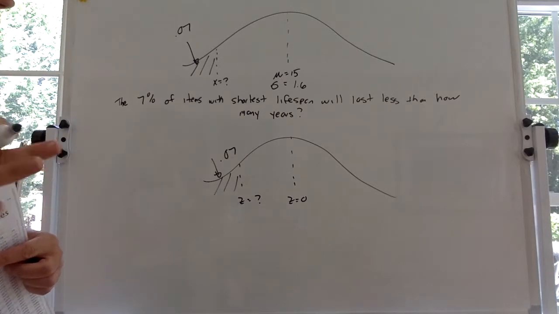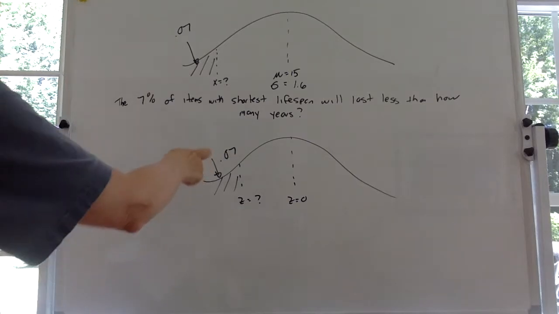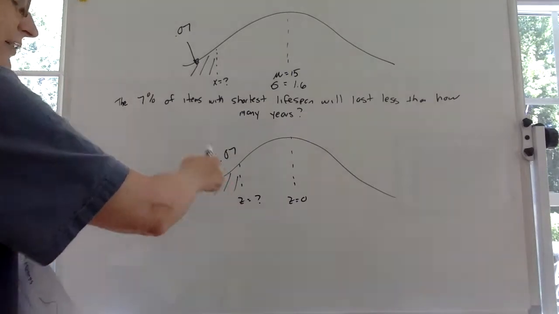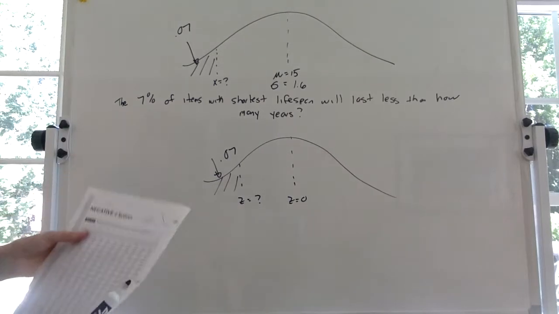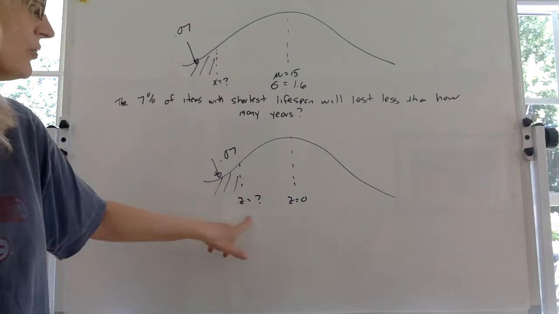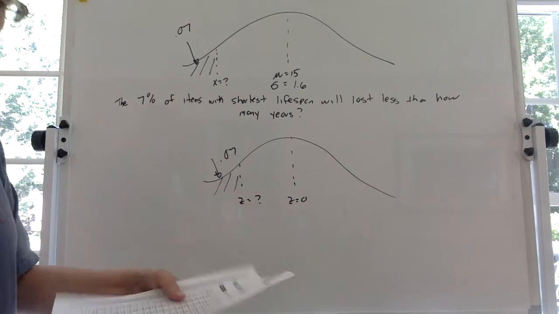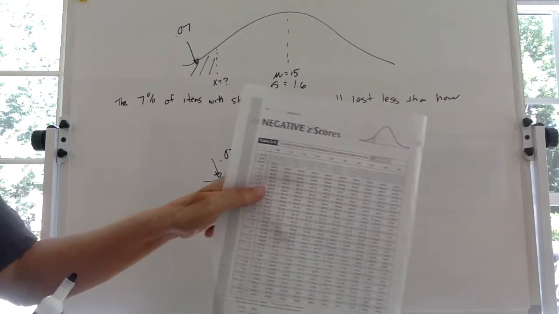This is kind of the opposite of what we had before, where we had a z and we looked up an area or a probability. Now they're giving you the area, they're giving you the probability, and you have to find the z. So you have to use the table in a different way. First of all, because this is to the left of z equals 0, this is going to be a negative z-score. So you want to go to your negative z-score side of the table, right?